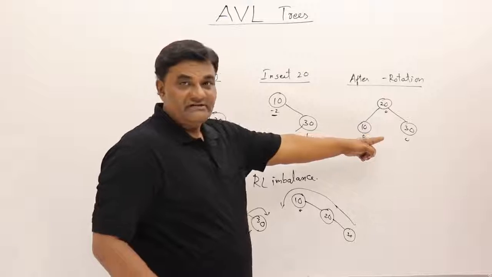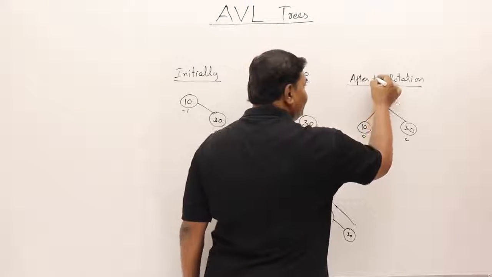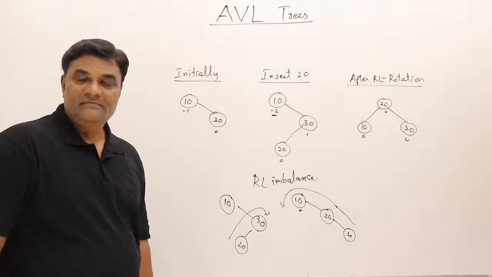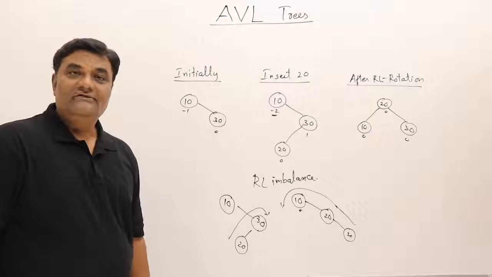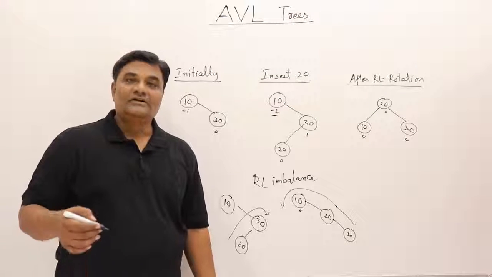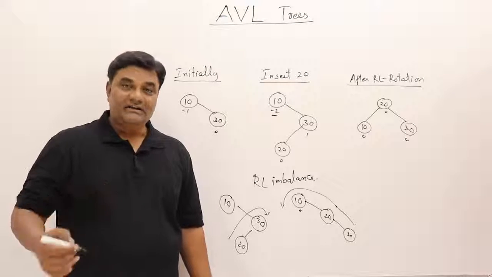then the tree looks like this. The imbalance is RL, so the rotation is also RL rotation. So that's all. These are 4 rotations. And now I will show you how to create an AVL tree by inserting keys one by one.